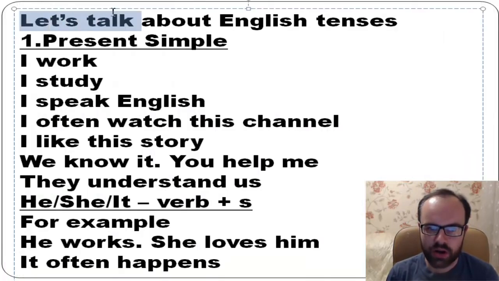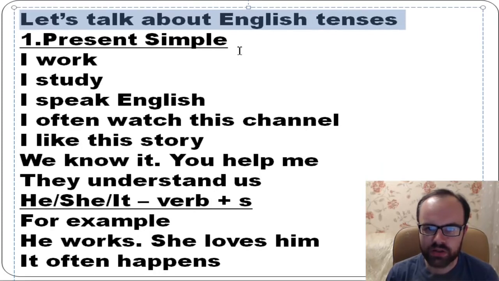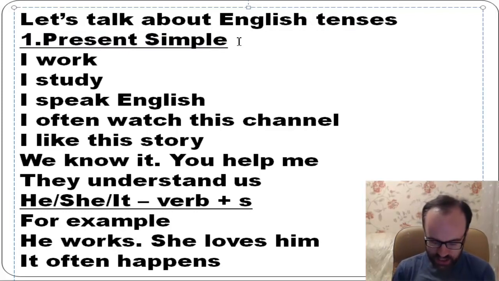Okay, let's talk about English tenses. So the first tense is present simple. Present simple. It's the main tense in English.